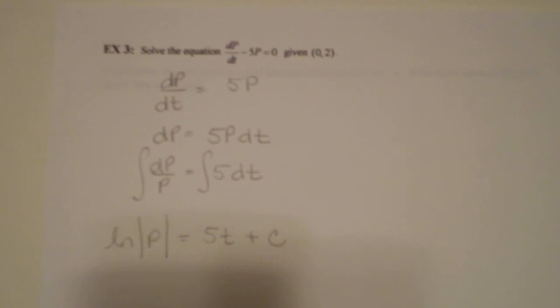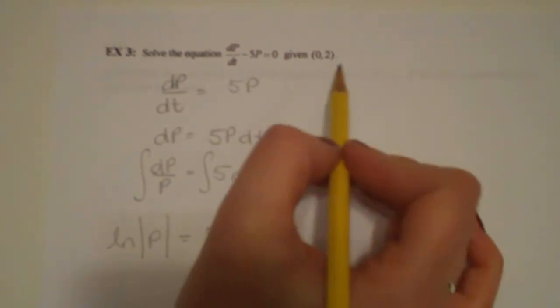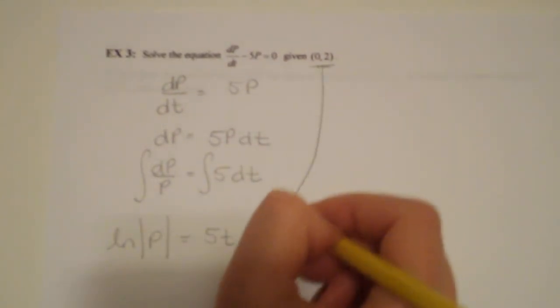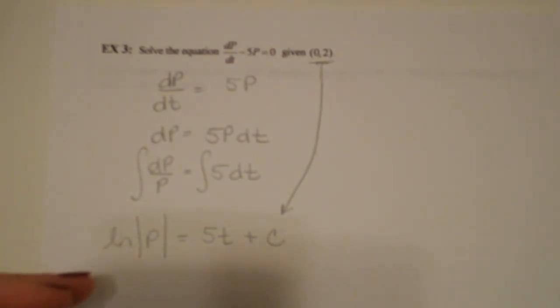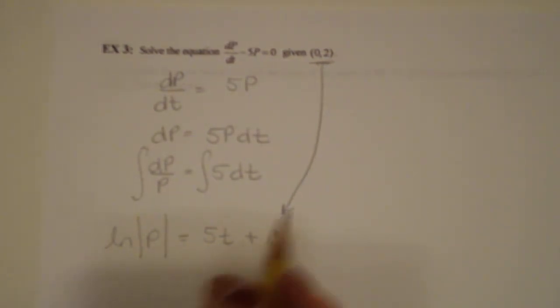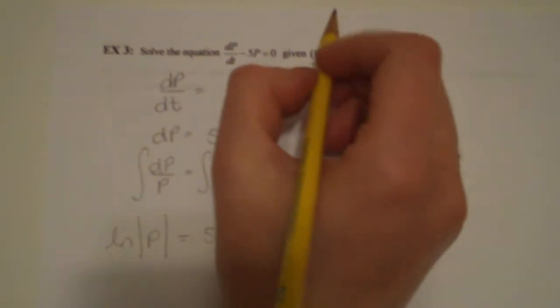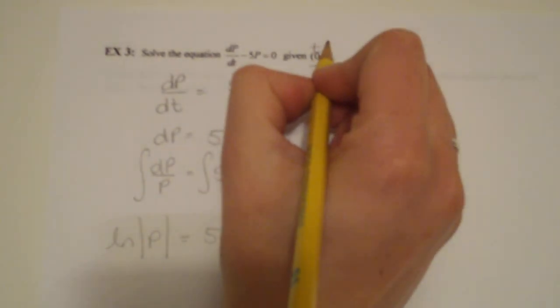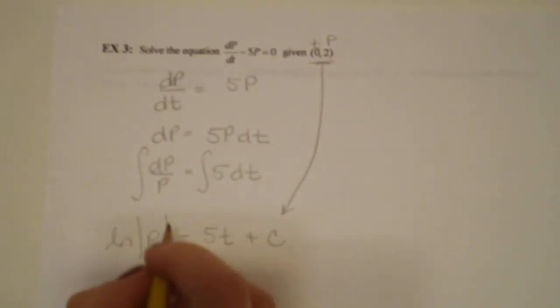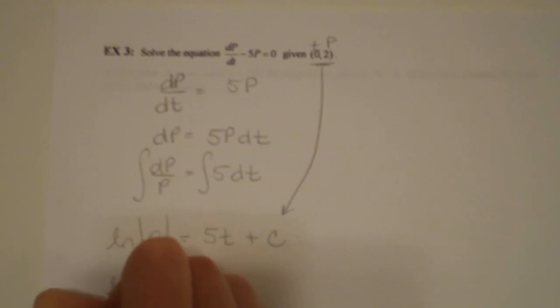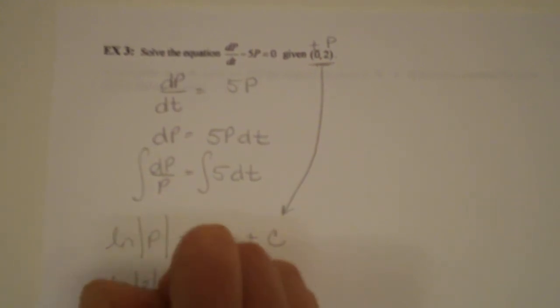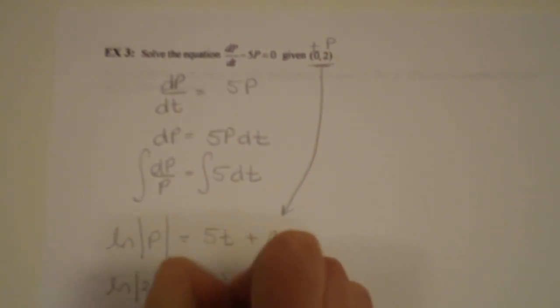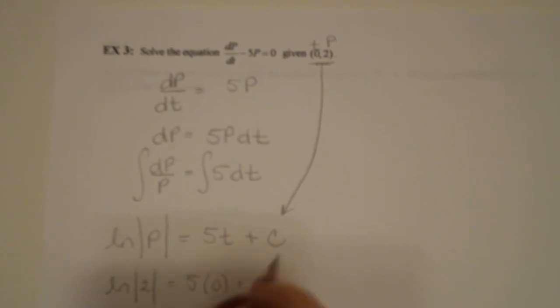Now I have a piece of given information. I have to sub in my given information right away because that's the first time I have plus c. Let's see here. So 0 is t, 2 is p. I'm going to plug in. ln of 2 is equal to 5 times 0 plus c. Therefore, c is equal to ln of 2.